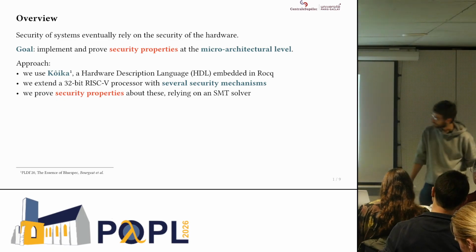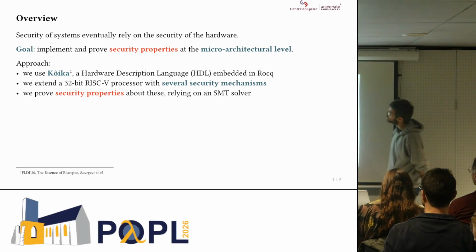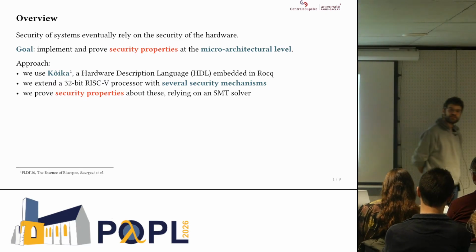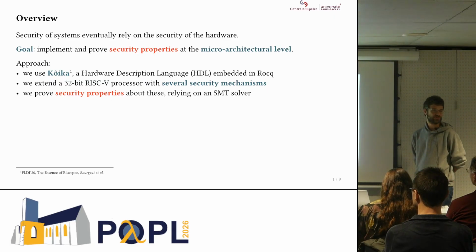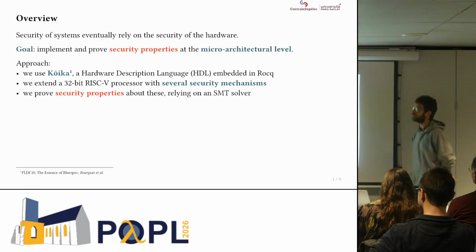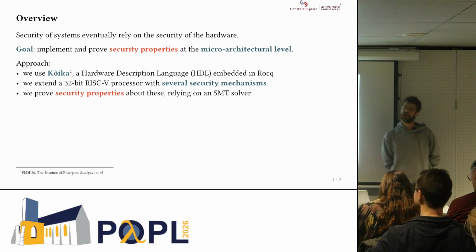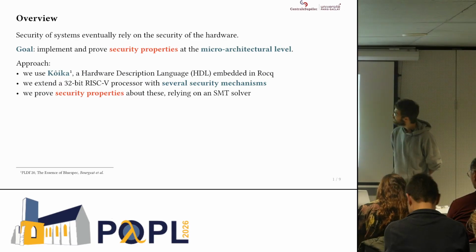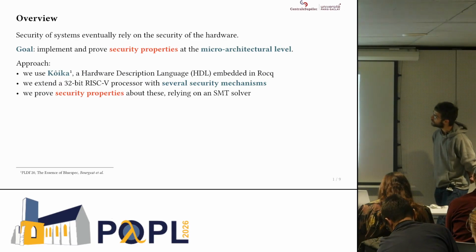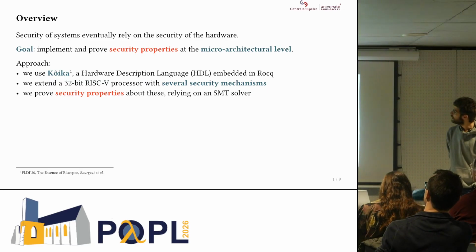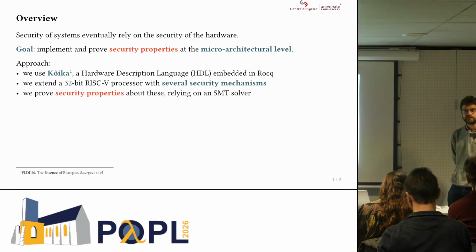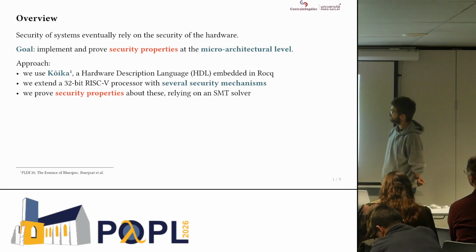Okay, so what are we going to do? We have computer systems with software about which we prove some stuff, and ultimately this software will run on hardware, and we want this hardware to be secure too. So eventually we have to look at the hardware. In particular, we are going to implement and prove security properties of the hardware at the microarchitectural level, so below the assembly level.